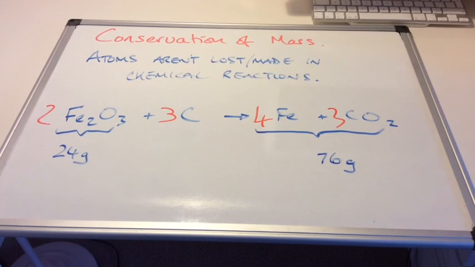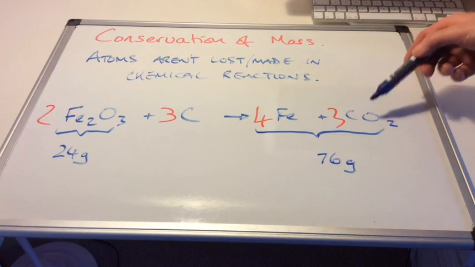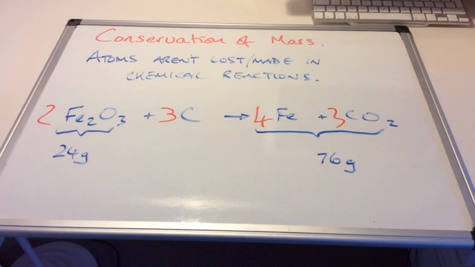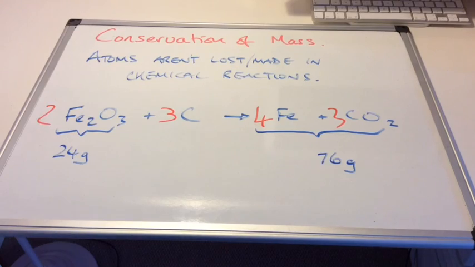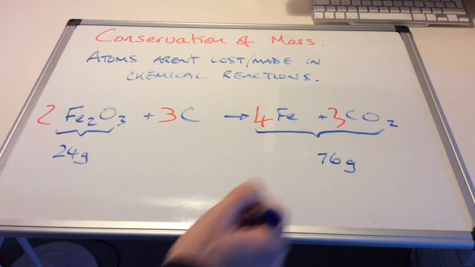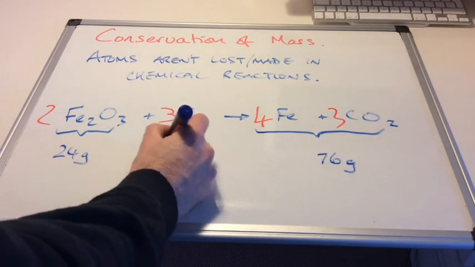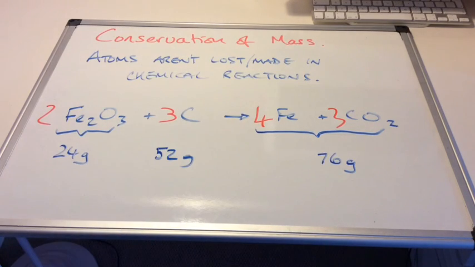We'll just do a little conservation of mass question. So let's suppose you took 24 grams of iron oxide and you made in total 76 grams of product. So that's the iron and the carbon dioxide combined. How much carbon must have been used? So obviously the answer is the difference between these numbers. So to get 76 from 24, we must have used 52 grams of carbon.